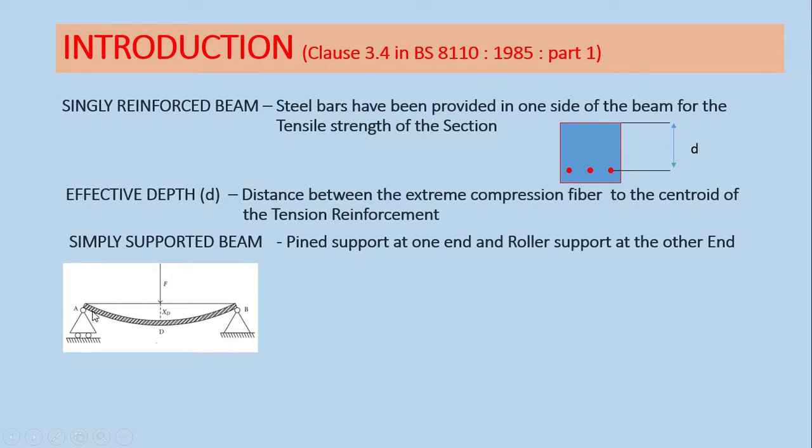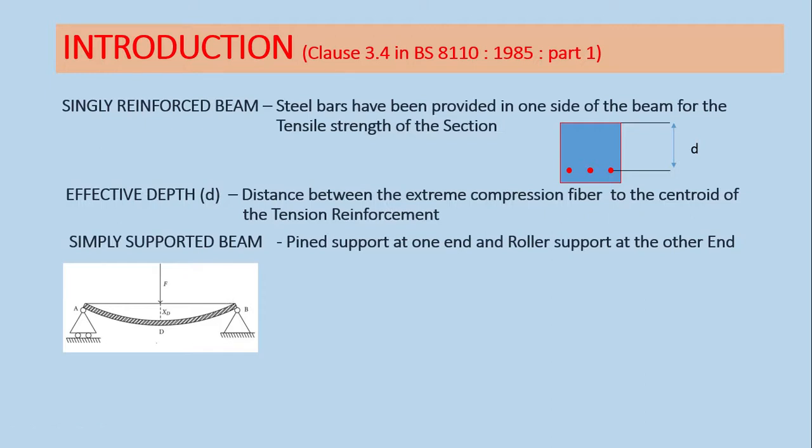And also here you can see, when you are drawing bending moment diagrams, the bending moment is 0 at the ends of these supports. And such beams are called simply supported beams. Actually, in simply supported beams, on one side there is a pin support, and on the other side there is a roller support like this. It is called a simply supported beam.